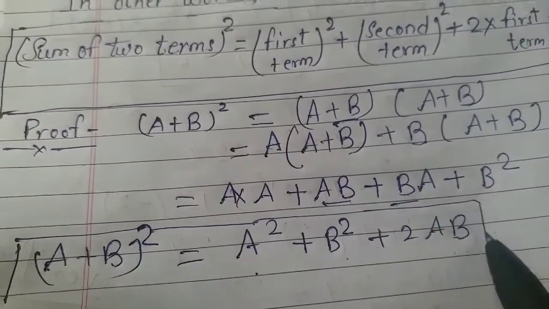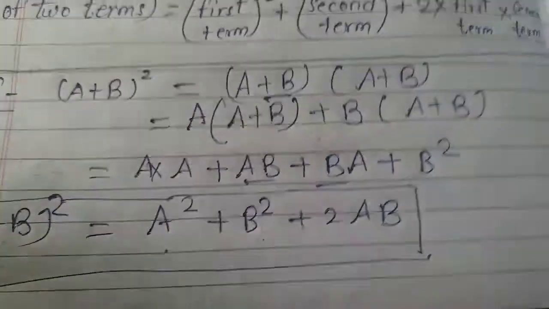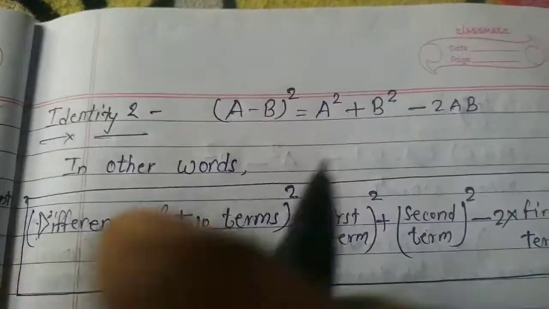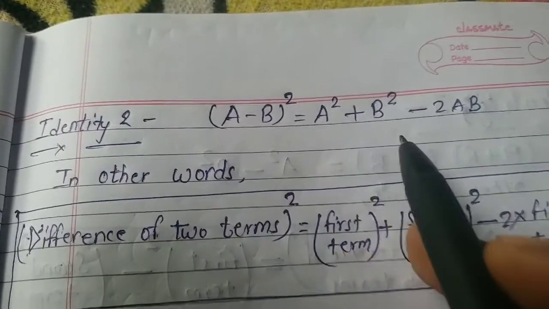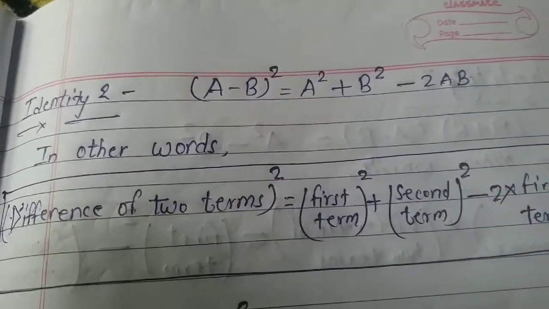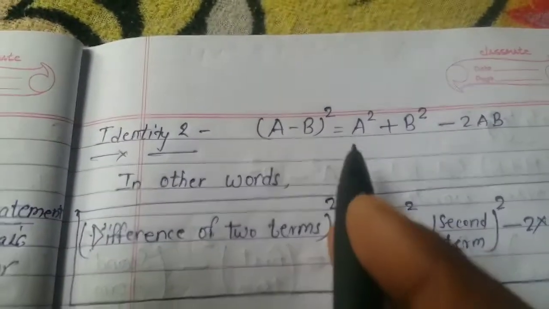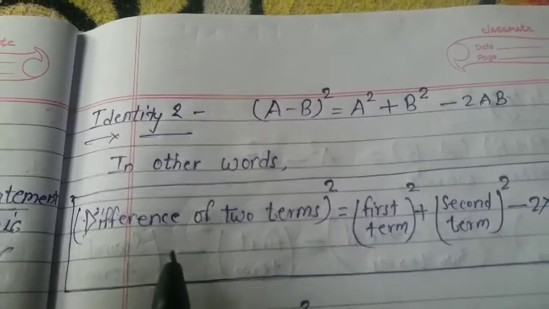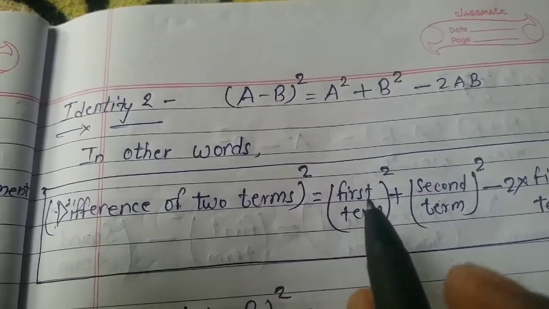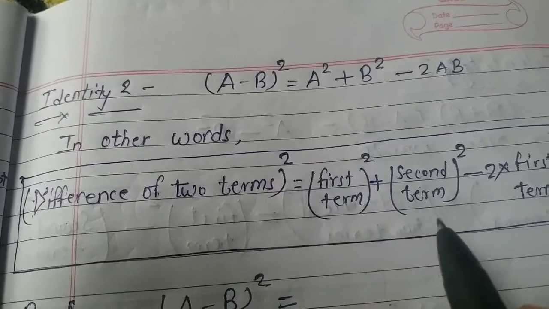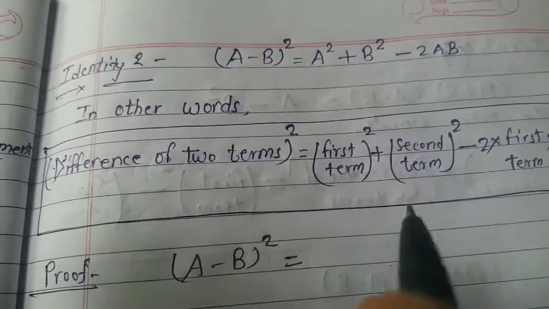Now I am going to explain the second identity, that is identity 2, which is (a - b) whole squared is equal to a squared plus b squared minus 2ab. In other words, we can write this as follows: the square of the difference of two terms is equal to the first term squared plus the second term squared minus 2 times the first term into the second term.